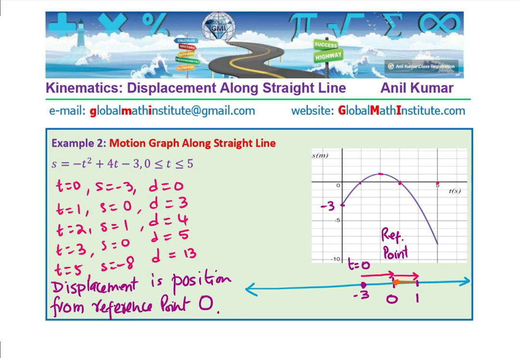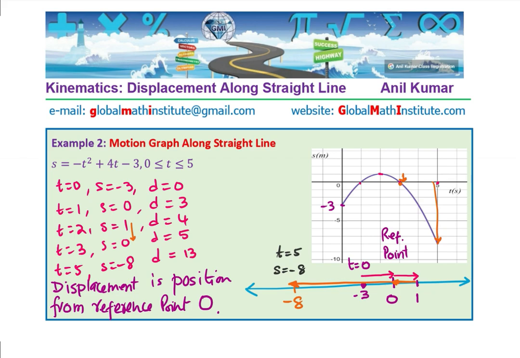So that is your coming back from here to here. And then this is coming back, which is right there, right? And then it goes further down by 8 units. So from here it goes to minus 8. So minus 3, let's say minus 8 is here, right? So that happens at t equals to 5. So this is your graph along a straight line.